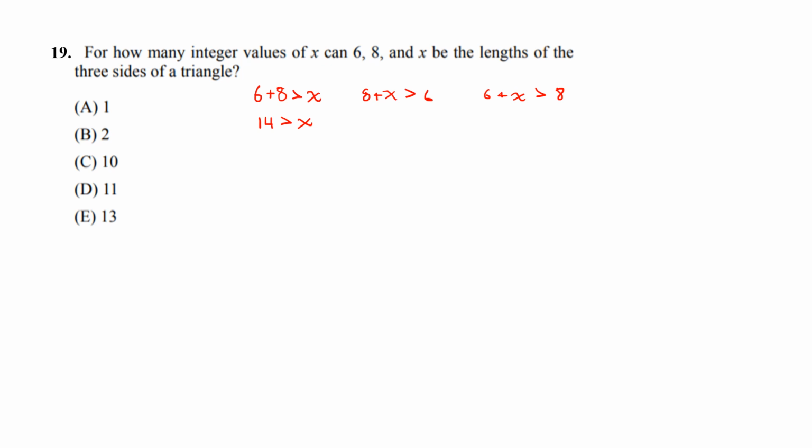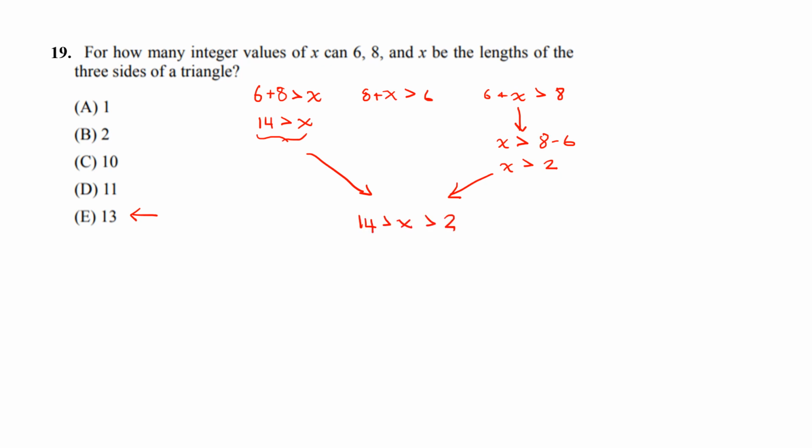Now you may be hasty and say it's 13, right? Because those values would satisfy this inequality. However, we also have to know that there's a lower bound to this x value. And let's take this equation to highlight it. If we subtract 6 from both sides, we know that x has to be greater than 8 minus 6. Now, let's simplify that. X has to be greater than 2. So that gives us our lower bound. Let's combine our two inequalities, and we get 14 is greater than x is greater than 2.